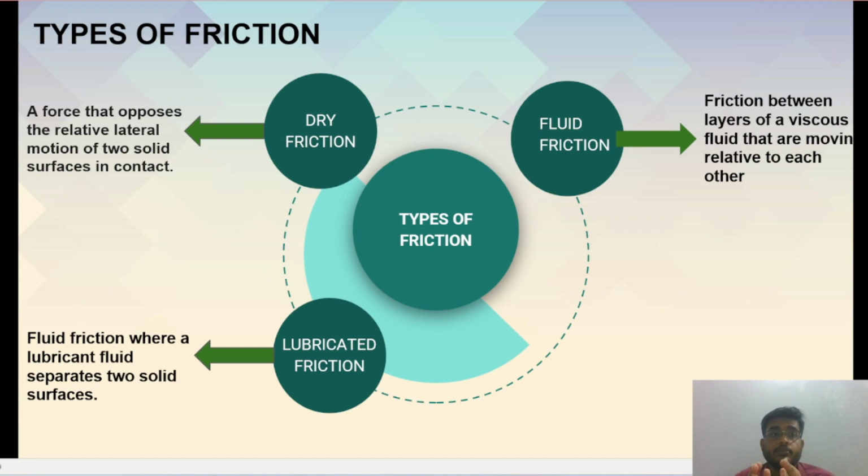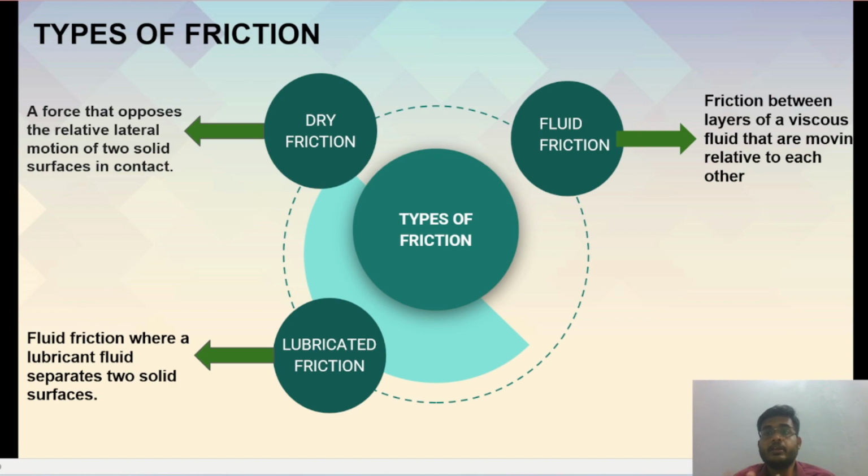Dry friction is a force that opposes relative lateral motion of 2 solids in contact. Basically, dry friction is what we study in statics and dynamics, where both media are solid. Now lubricated friction is where the solid has contact with lubricants. And finally, fluid friction, which we have studied in fluids 1 and 2.